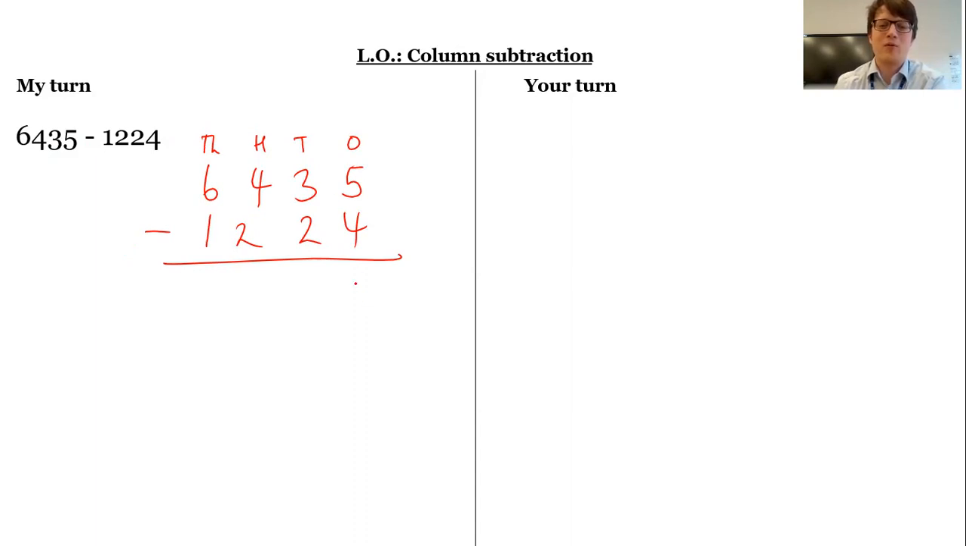Right, 5 subtract 4 is 1, 3 subtract 2 is 1 (10), 30 subtract 20 is 10, 400 subtract 200 is 200, 6 subtract 1 is 5, so I get 5,211. Pause the video, your turn.